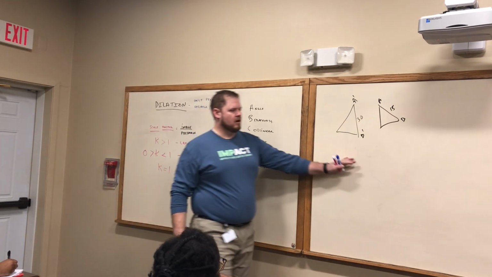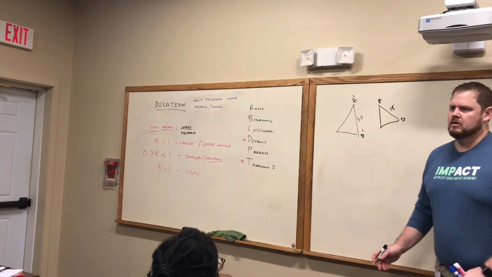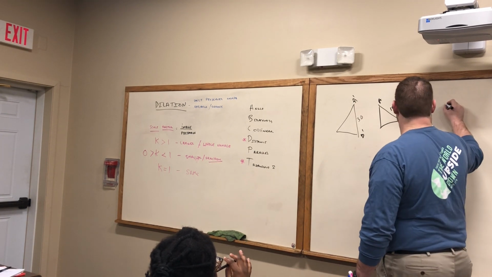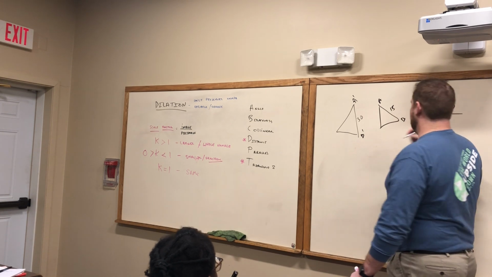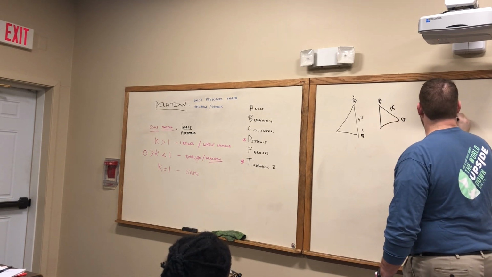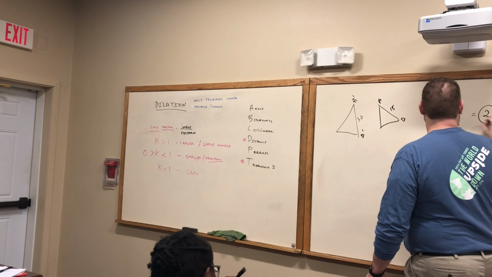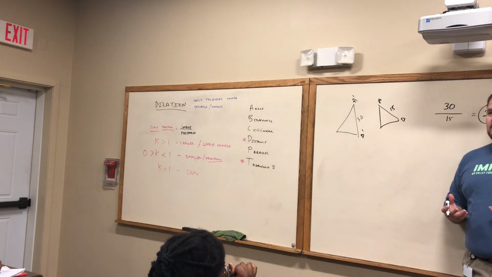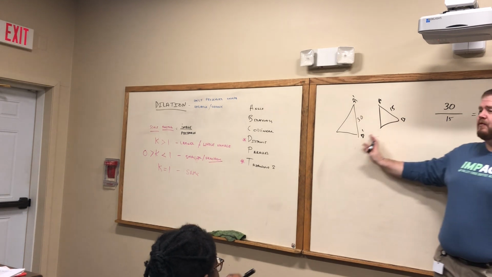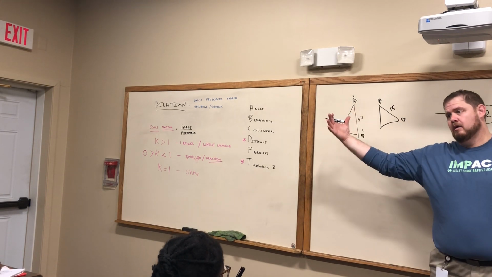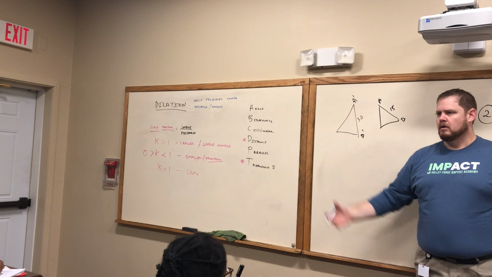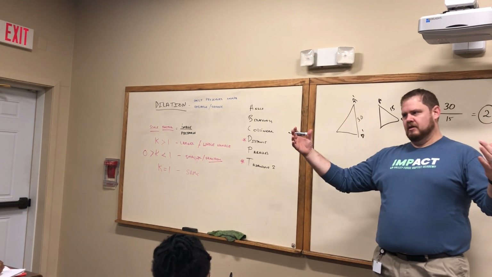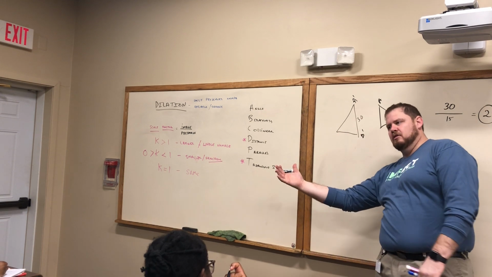So look over here at this drawing. Which one's the image, class? 30. What's the pre-image? 15. 30 over 15 equals 2. My scale factor is 2, greater than 1. Does that make sense? So therefore my shape is getting bigger. Is everybody following me? So you would say enlarging, because the scale factor is 2.